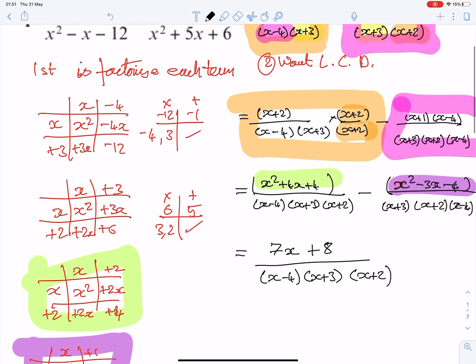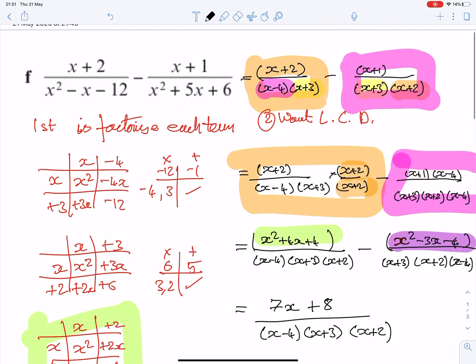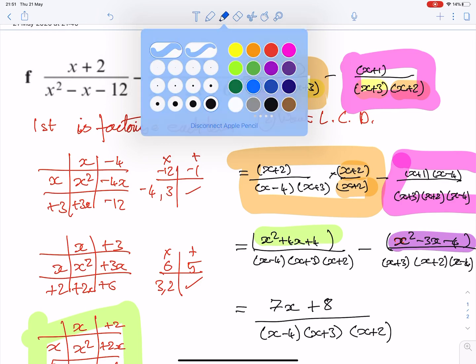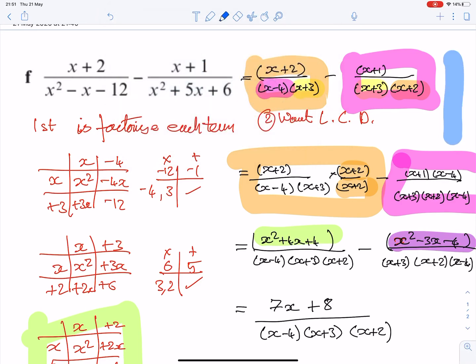Okay, so the key thing to this is this first bit up here. Well, we've really got to be careful to get the common denominator. So we look for those common factors. X plus 3 is in both, and then multiply by the x minus 4 and the x plus 2 as appropriate.